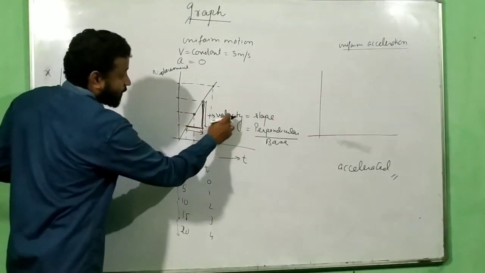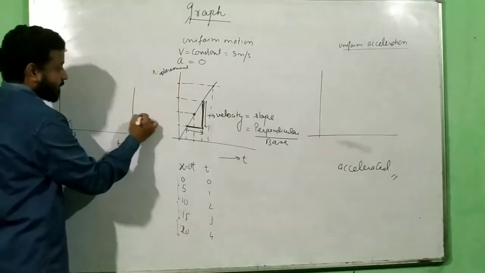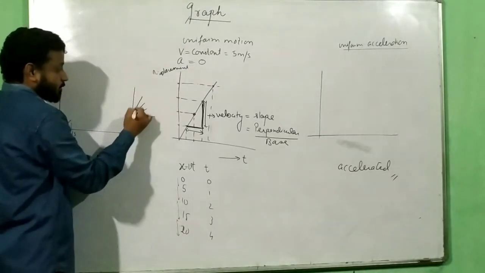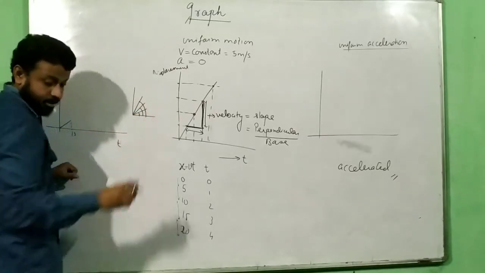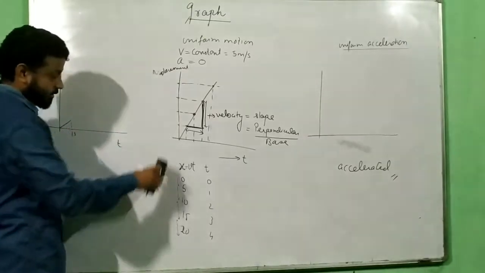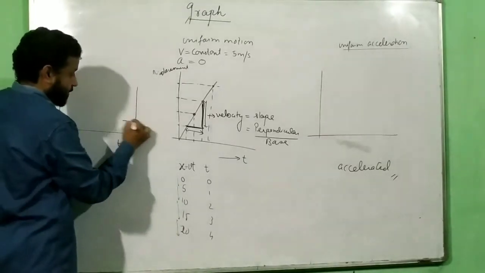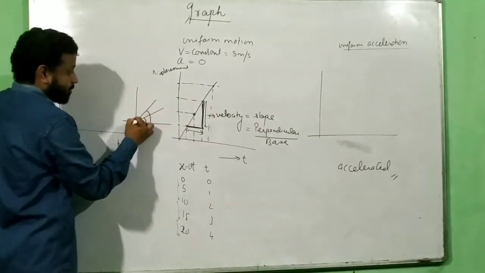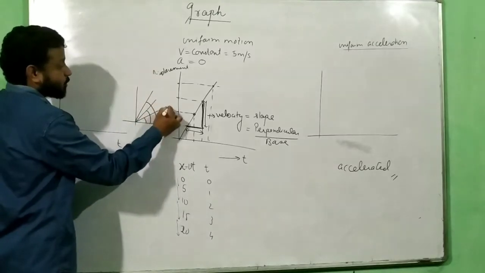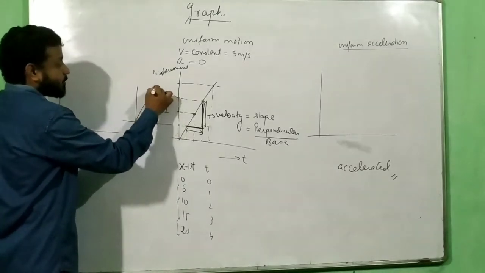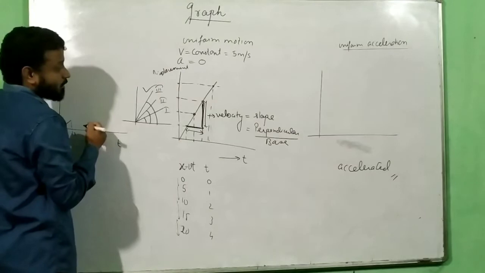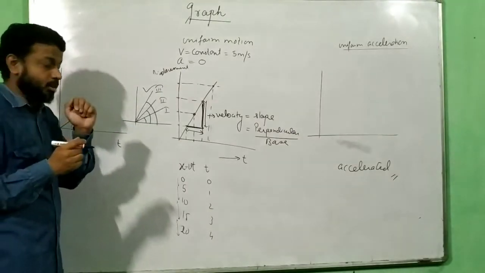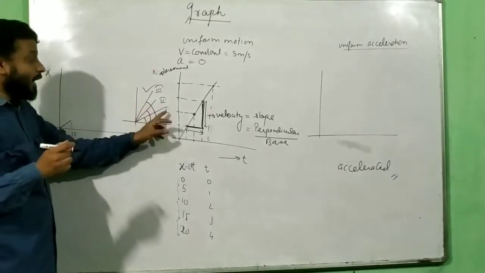The slope is velocity. If this is slope, this is also slope, this is also slope. These are all slopes. Out of these three graphs, which one will have more slope? The third one will have more slope, correct? Slope means how steep it is. One has the least slope.